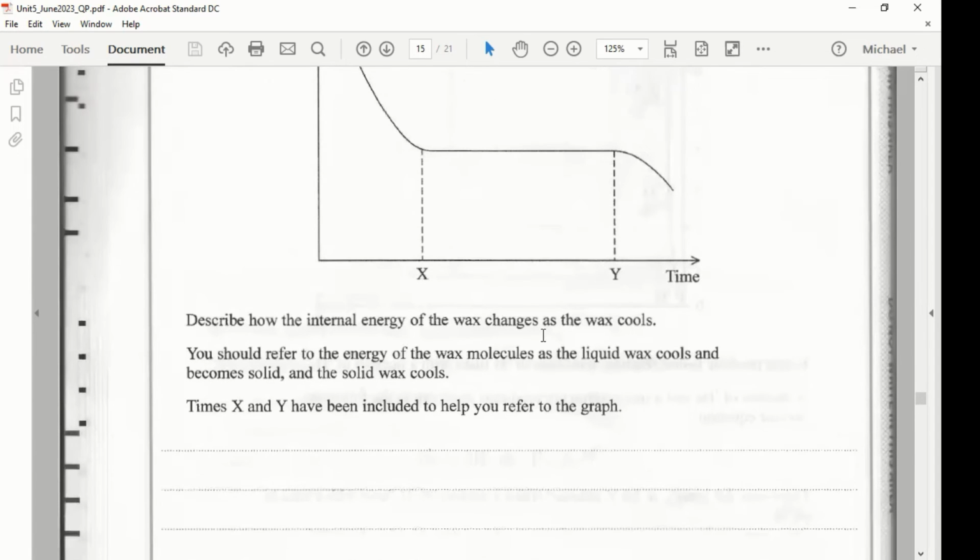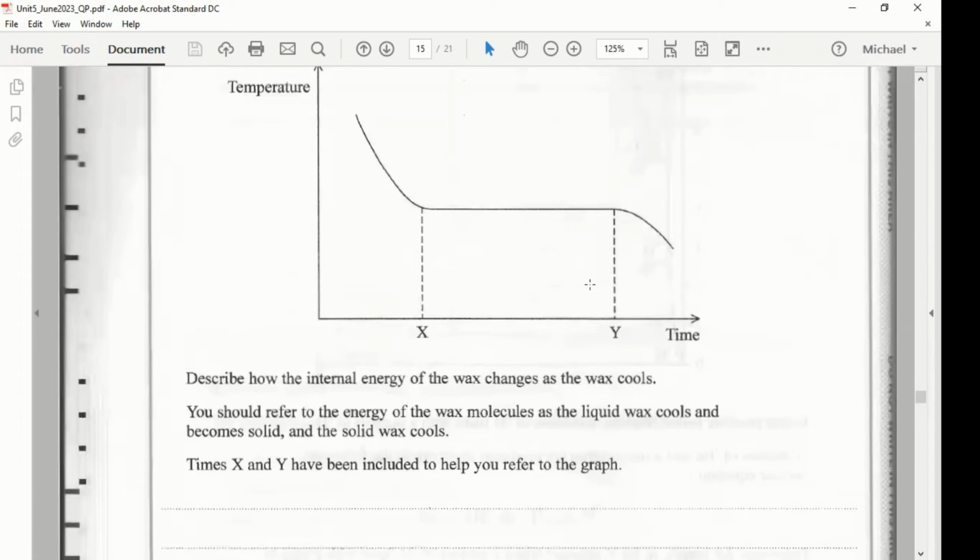My goodness me. Okay, so how about defining internal energy first? Internal energy is the sum of the kinetic energy of the particles and the potential energy of the particles. And you can then start talking about the beginning of the graph. So at the beginning of the graph, at the time before X, the temperature is cooling. This is the hot liquid wax cooling. As the hot liquid wax cools, the kinetic energy of the particles reduces because it's cooling down. Therefore, the internal energy is reducing.